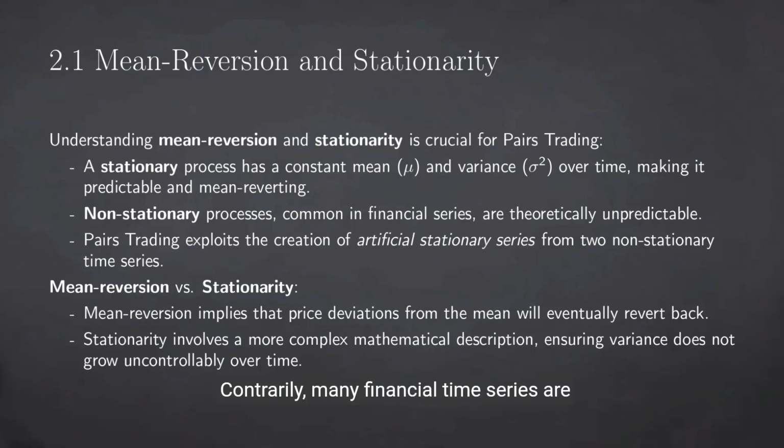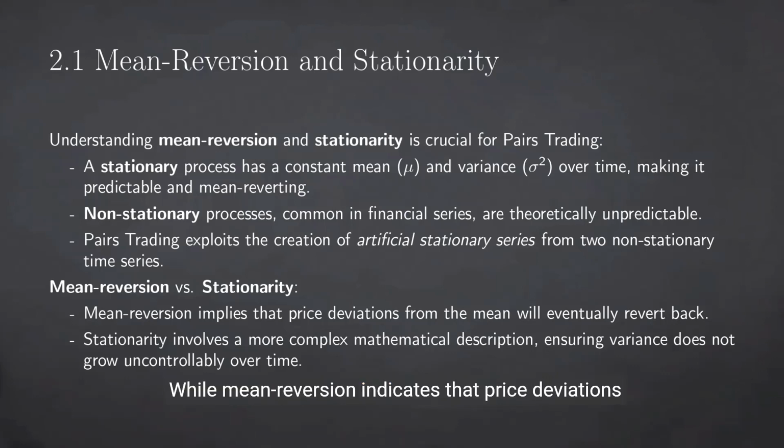Contrarily, many financial time series are non-stationary. They lack a constant mean and variance and are theoretically unpredictable. However, pairs trading offers a unique angle because it creates an artificial stationary series by strategically combining two non-stationary time series. It's important to differentiate between mean reversion and stationarity.